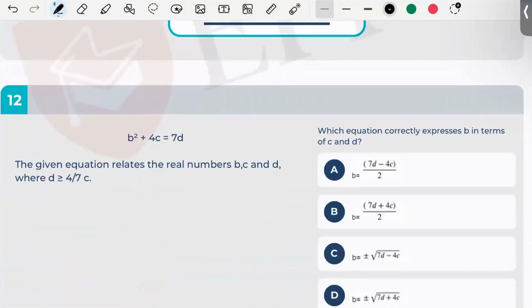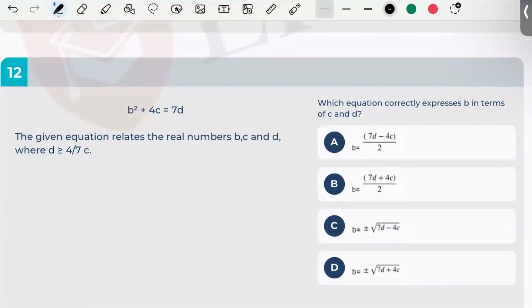Continuing our journey. b squared plus 4c equals 7d. The given equation relates the real numbers b, c, and d, where d is greater than or equal to 4/7 c. Which equation correctly expresses b in terms of c and d? Okay, so this is equation manipulation. We have to rearrange everything in terms of b.